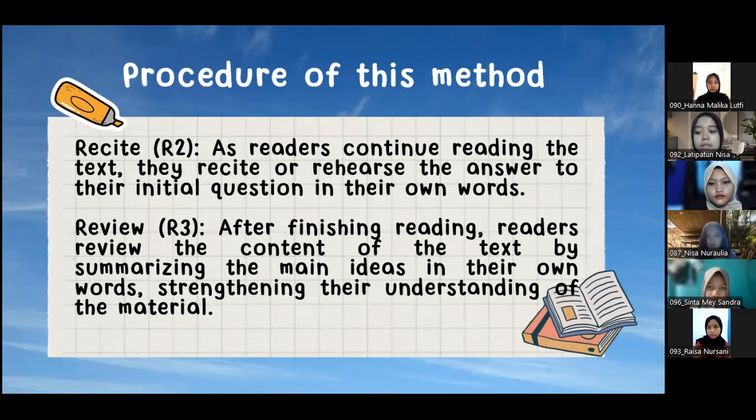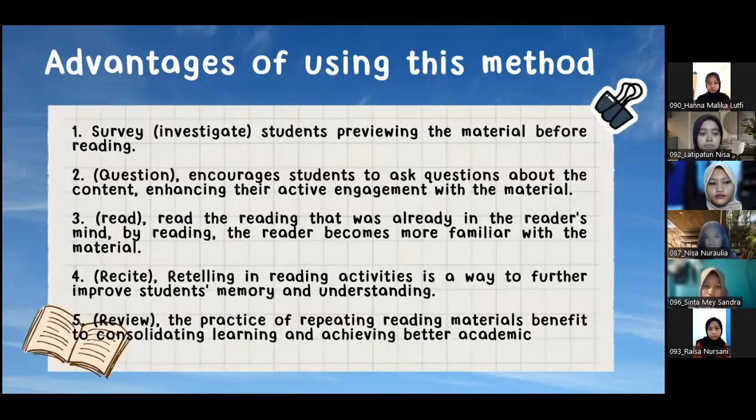I think that's all from me. I give it back to the moderator. Thank you, Latifa, for your practical demonstration of how to use SQ3R in our reading. Now let's hear about the advantages of SQ3R, which will be presented by me.